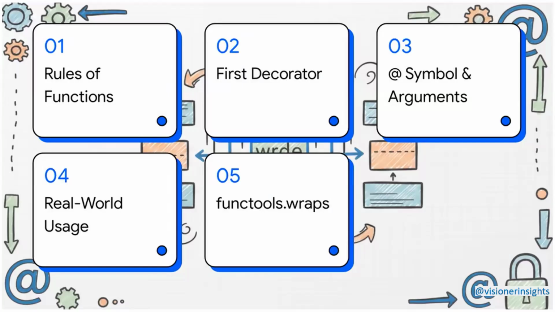Here is our roadmap for today's explainer. We'll start with the golden rules of functions. Then we'll move on to building our first decorator. After that, we'll look at the @ symbol and passing arguments, explore some real-world decorator usage, and finally, wrap up with the professional touch using functools.wraps.